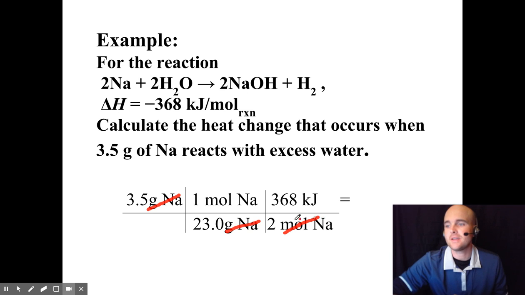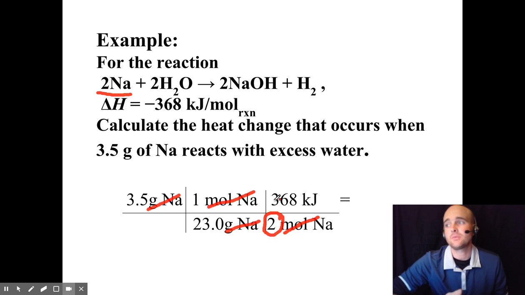When I do that, I need to be able to put the correct number of moles. Since there are 2 moles of sodium here, that's where this 2 comes from. That's where this one comes from, is this 2 from the coefficient of the equation.